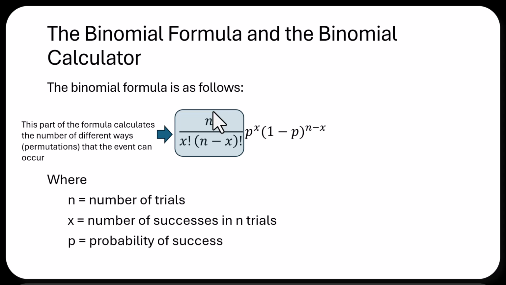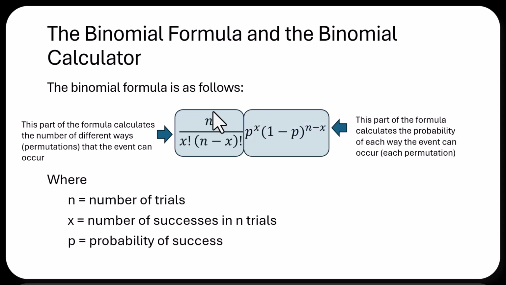Now when we have small sample spaces, we can do this manually, but if you have a sample space that's hundreds or thousands or even millions of outcomes big, then you can't list the sample space. That would just take forever and ever. So that's what the binomial formula is doing on this side. It's telling you the number of different ways an outcome or an event can occur. And then over here, the right-hand side of the equation is telling us the probability of each of those outcomes.